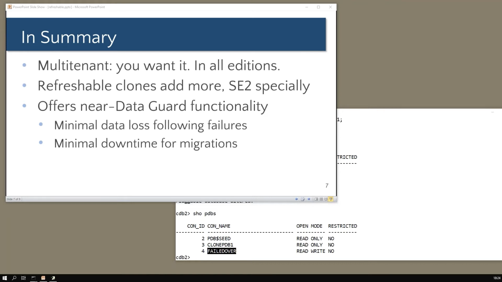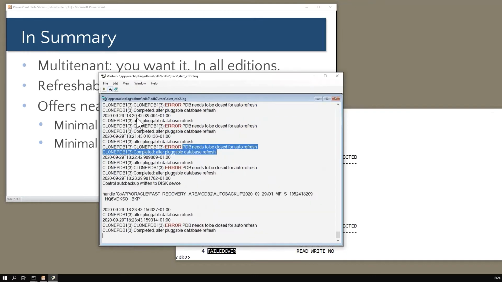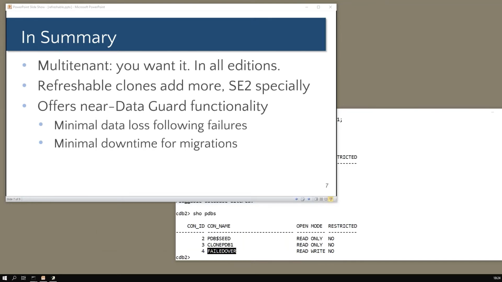John, there was an error in the alert log. Can you point that out? Tell us what that was. Let's see. This one here, PDB brings us back to the previous question. This was the scheduled refresh being attempted. And because the PDB had been opened read only, the scheduled refresh failed. Good. I think you just answered this before. How do you refresh after you open the clone read write? It ain't gonna work.